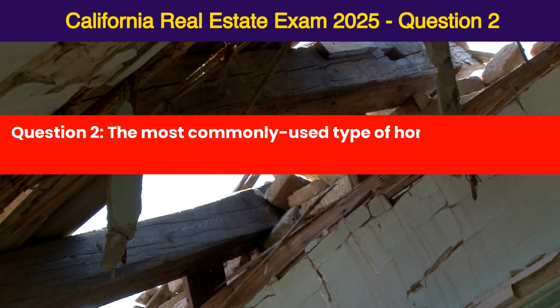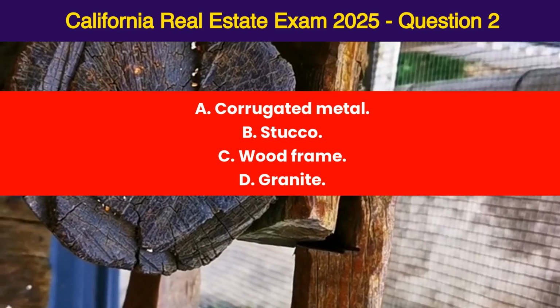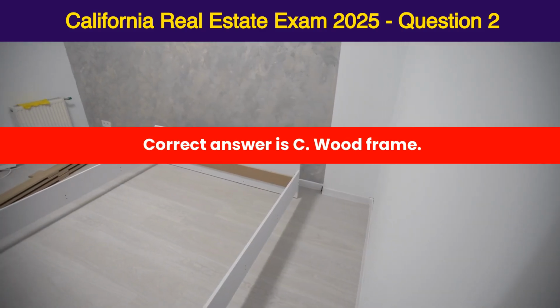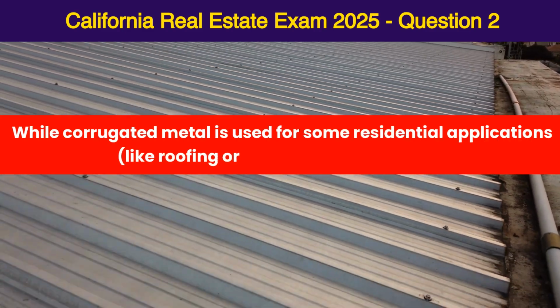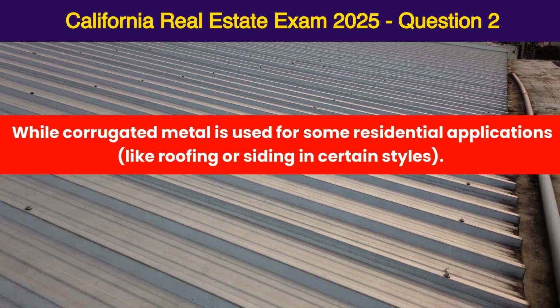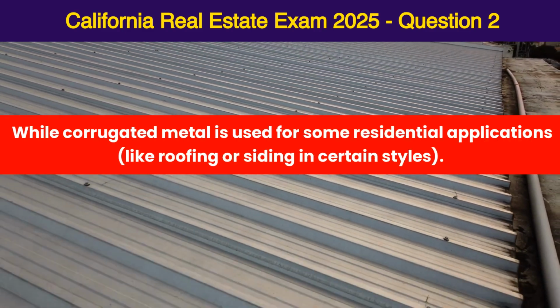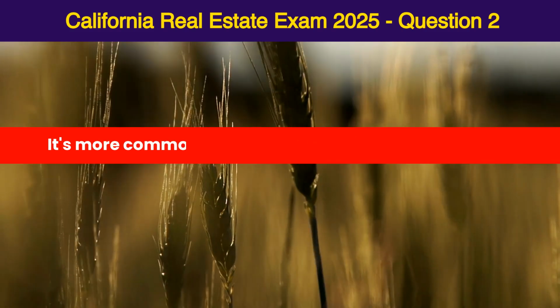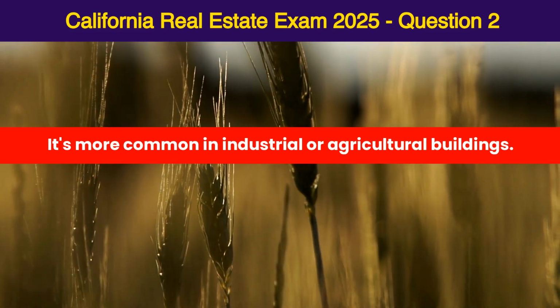Question 2. The most commonly used type of home construction material is A. Corrugated metal, B. Stucco, C. Wood frame, D. Granite. Correct answer is C. Wood frame. While corrugated metal is used for some residential applications, like roofing or siding in certain styles, it's not the primary structural material for most homes. It's more common in industrial or agricultural buildings.